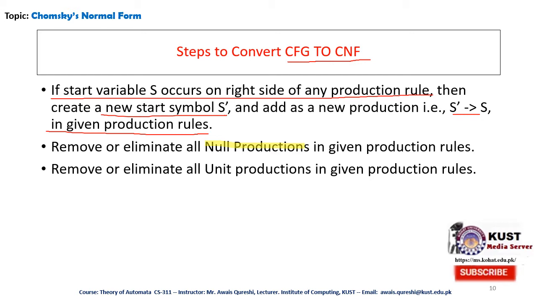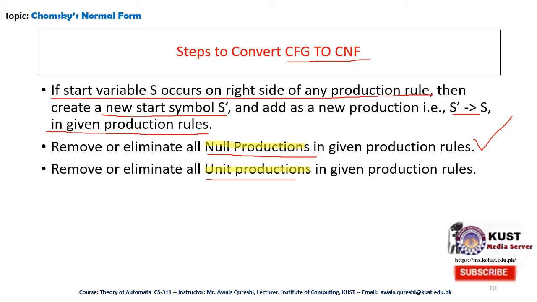This is the second point, that we have to remove all null productions in a production rule. And after that we will have to remove or eliminate all unit productions in the given production rules. So this is also a very key point. We have to remove null productions and unit productions in a production rule. So these are the steps with the help of which we can convert context-free grammar to Chomsky's normal form.